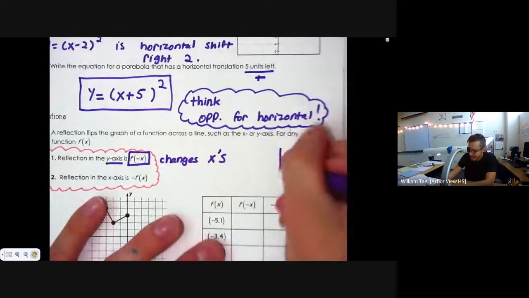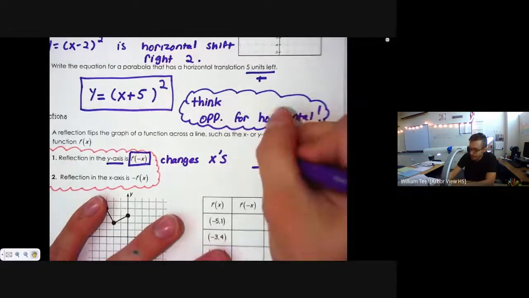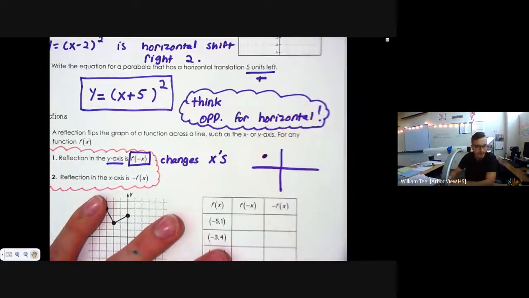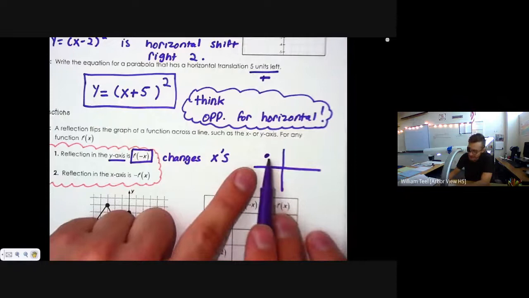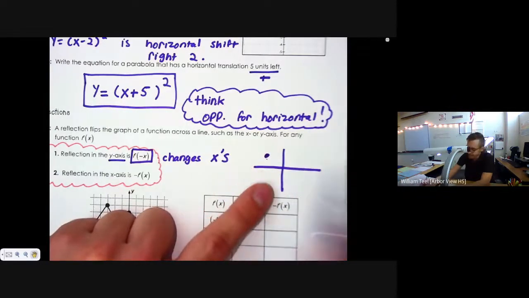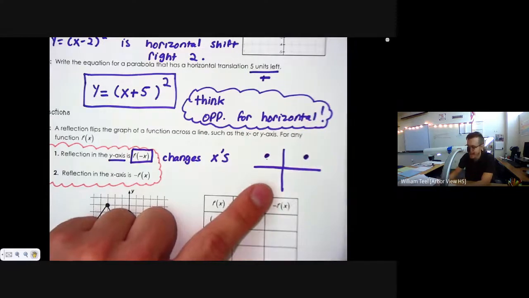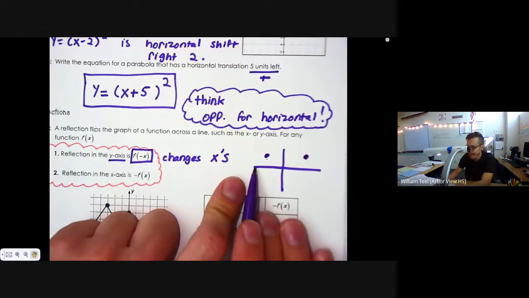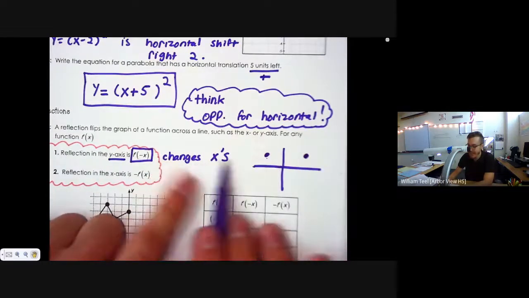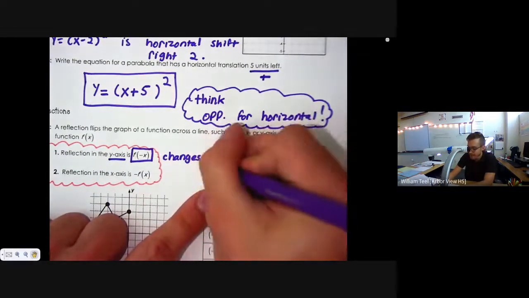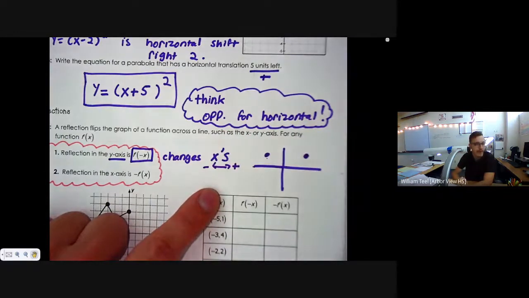And that makes sense, right? Because if we were to have a coordinate plane right here, let's say I have a point on the left-hand side of that graph. If I were to reflect this point across the y-axis, that means I would flip it over to this quadrant. And if my new point is in this quadrant, I have essentially changed my x value from negative to positive. So this is going to change your x's from negative to positive, or vice versa, from positive to negative, okay?